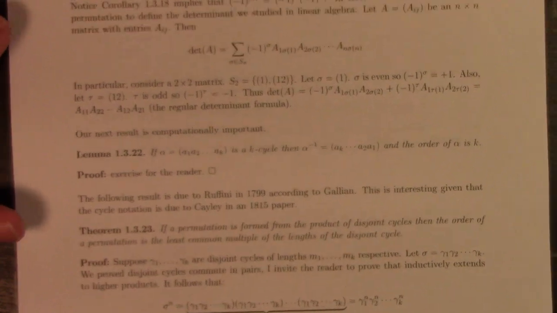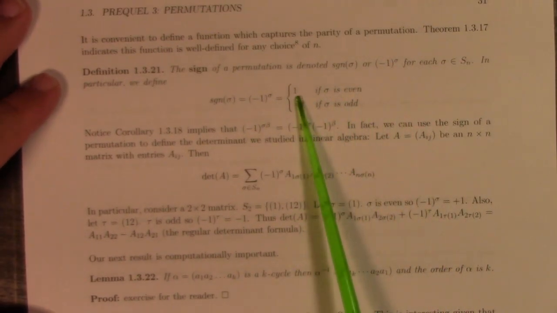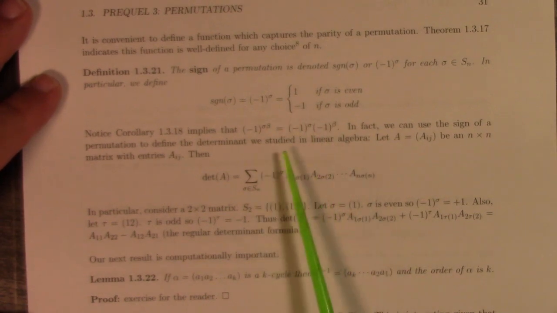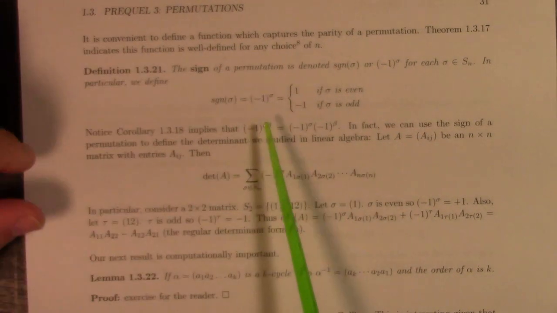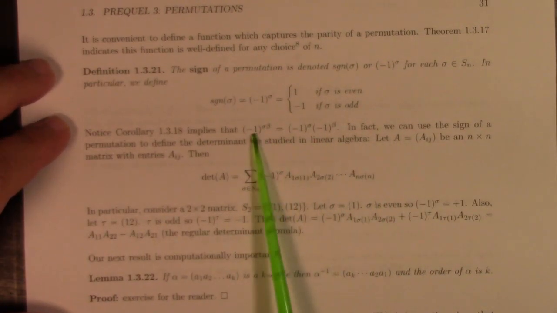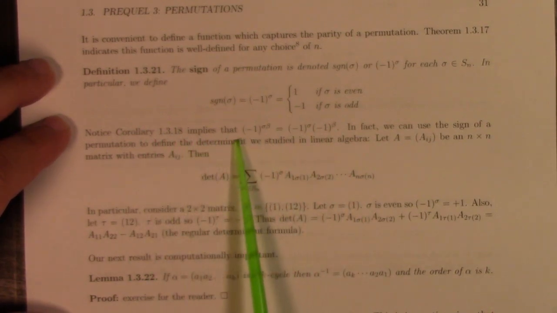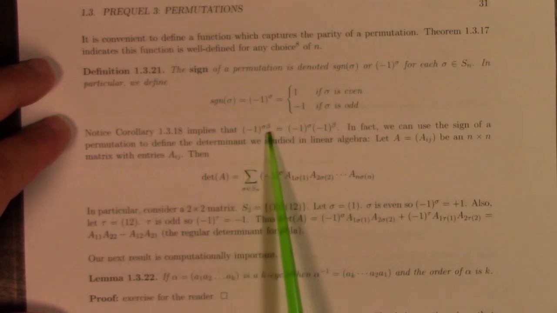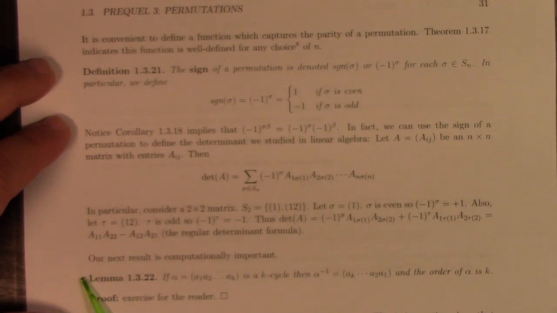You can also define the sign of a permutation. It's defined to be 1 if it's an even permutation, -1 if it's odd. By the way, this is just a notation for that. It's kind of funny notation. Corollary 1.38, which I think I just skipped over, says that the sign of a composition of 2 permutations is the product of the signs. A fact that we'll come back to again.